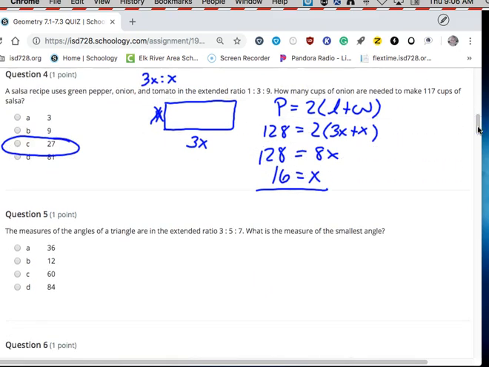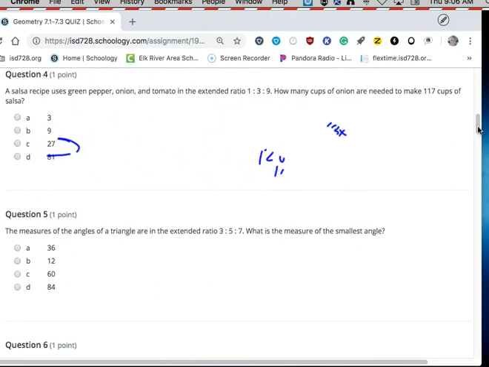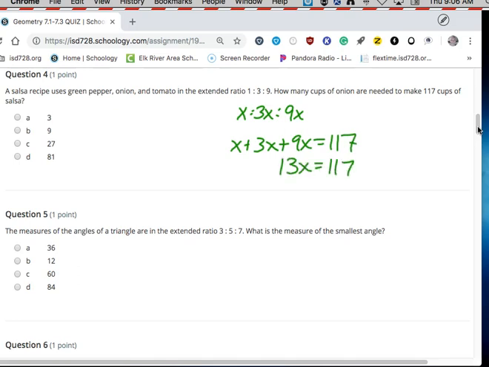In question 4, a salsa recipe made with green pepper, onion, and tomato has an extended ratio of 1 to 3 to 9. So really, that extended ratio becomes 1x to 3x to 9x. How many cups of onions are needed to make 117 cups of salsa? Well, I've got x plus 3x plus 9x equal 117. I got 13x is equal to 117. I take my 117, I divide by 13, and I come up with 9.